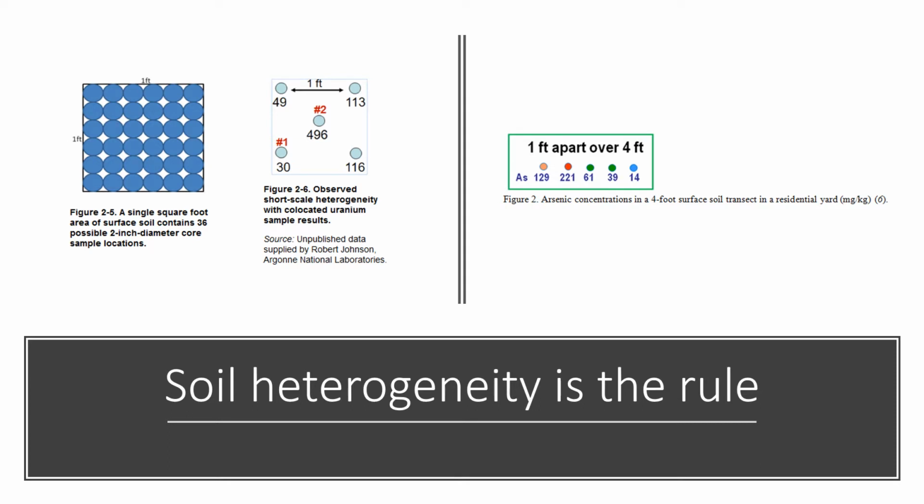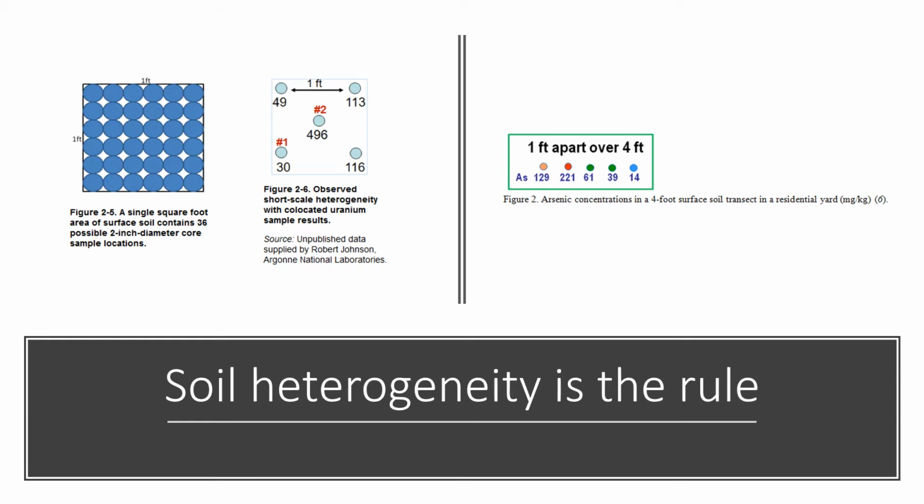Soil is a problematic medium because of its inherent heterogeneity. In soil, heterogeneity is the rule. The picture on the far left shows the number of possible samples that could be collected within a single square foot area if we're using a 2-inch sampling tool. It's about 36.